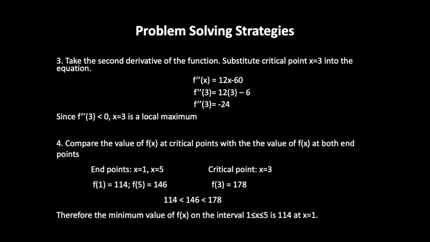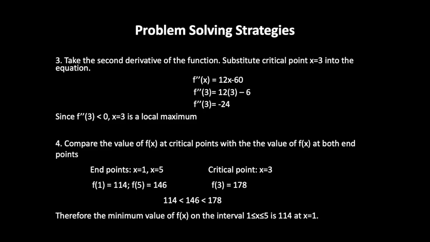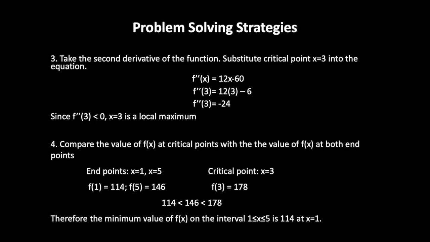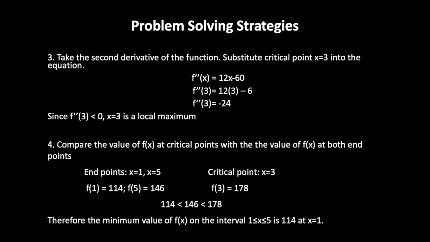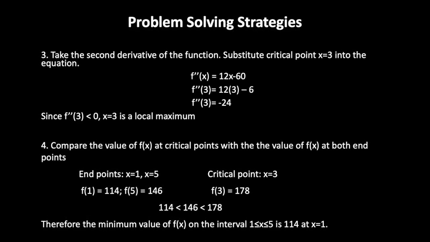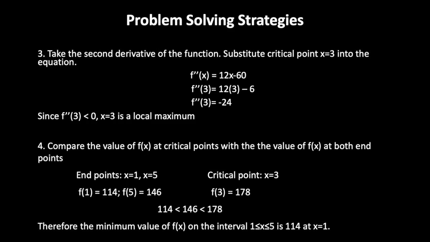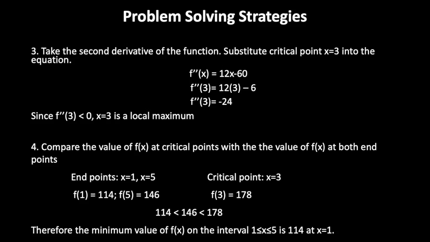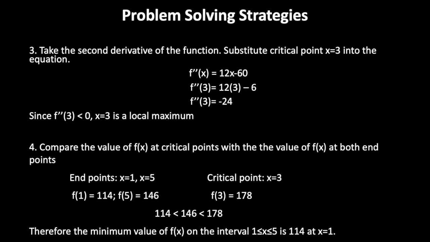Now, we take the second derivative of the function. By substituting critical point x equals 3 into the equation, we find that it equals negative 24, which is less than 0, such that it's a local maximum. Then we compare the value at both endpoints, and we get the conclusion that the minimum value of f(x) on the interval 1 to 5 is 114 at x equals 1.